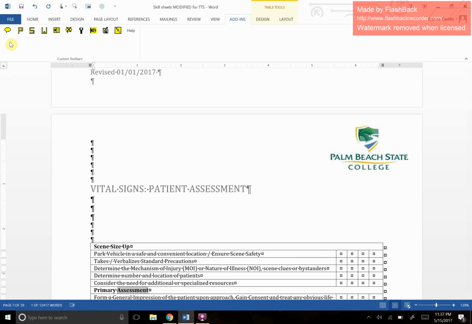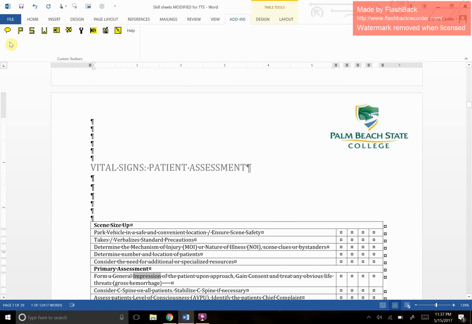Primary assessment. Form a general impression of the patient upon approach, gain consent, and treat any obvious life threats, gross hemorrhage. Consider C-spine on all patients.